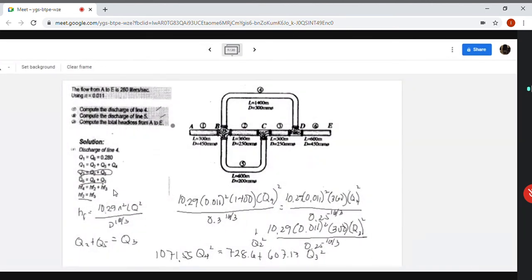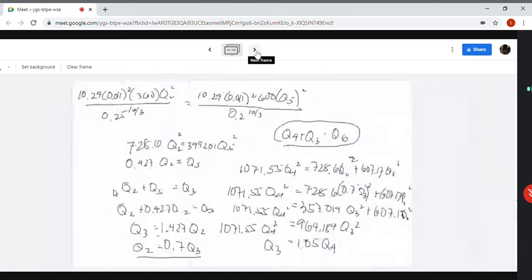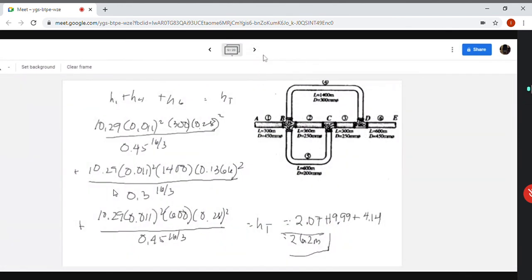That is how to compute the total head loss. We got the discharges, and we got everything. So that is for this problem.